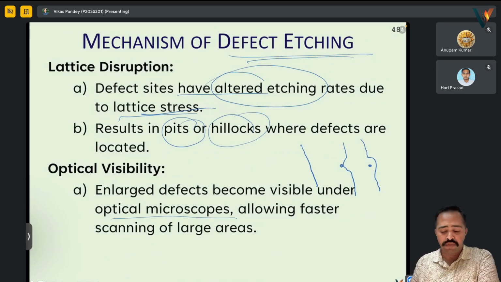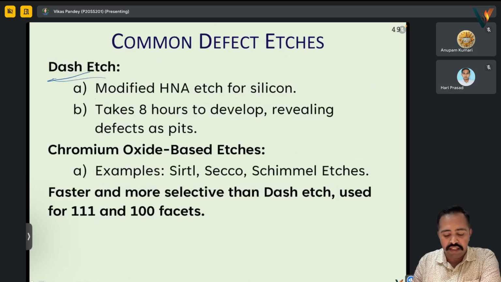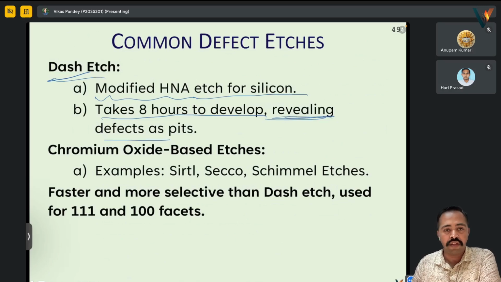So what are the common etches? One is dash etch, which is a modified form of HNA etch. It takes 8 hours to develop, and this reveals defects as pits. There are some other etches like Sirtl, Secco, and Schimmel etches. They are faster and more selective than dash etch, and used for 111 and 100 planes to detect defects.